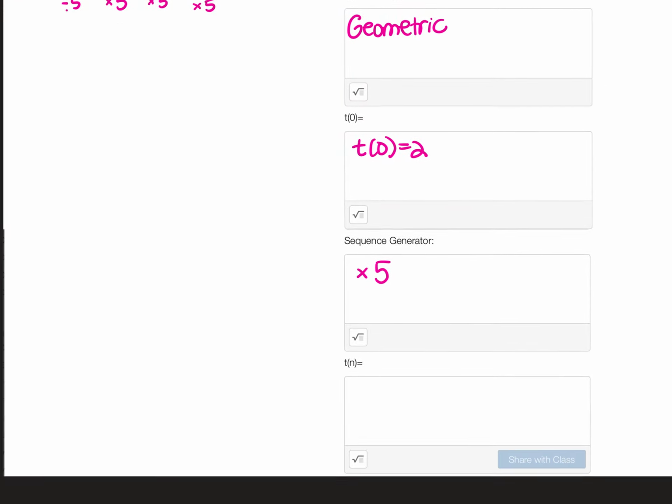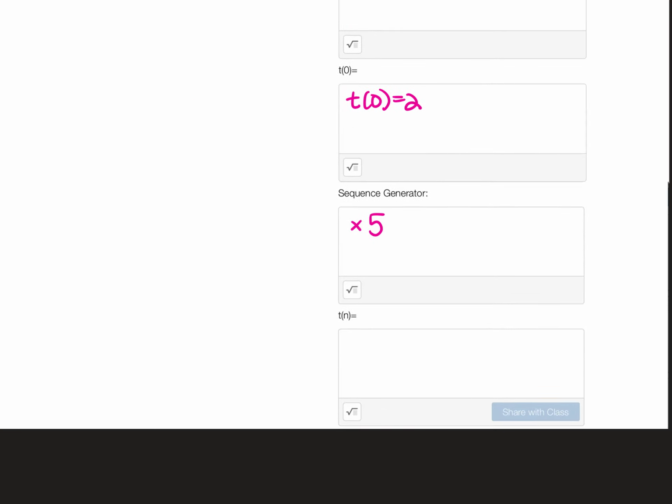So T of n, because it's geometric, we're going to have, remember, it's y equals a times r to the x, if we think about it in terms of an exponential equation. So we have T of n equals, a is our zero value, so 2 times 5 to the n power.